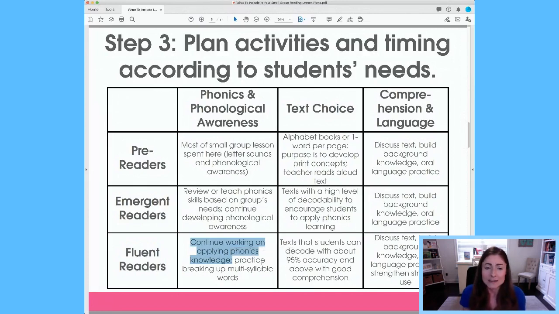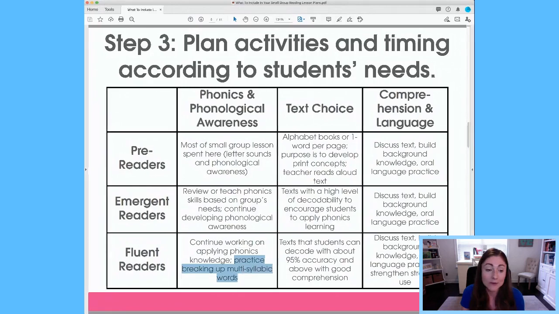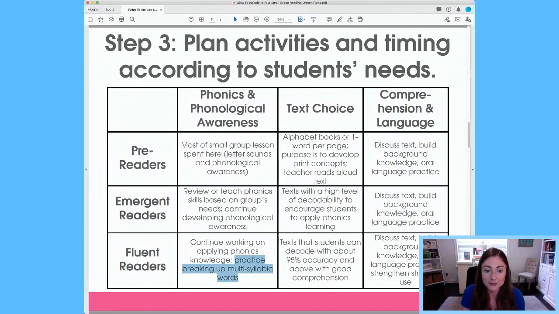Like diphthongs and multisyllabic words and rule breakers and things like that, but they're still learning to apply their phonics knowledge. We often practice breaking up multisyllabic words at this stage because that can be where kids get tripped up. And then we want to be choosing text that kids can decode with about 95% accuracy or above, and that they have decent comprehension with. Again, we're discussing the text.